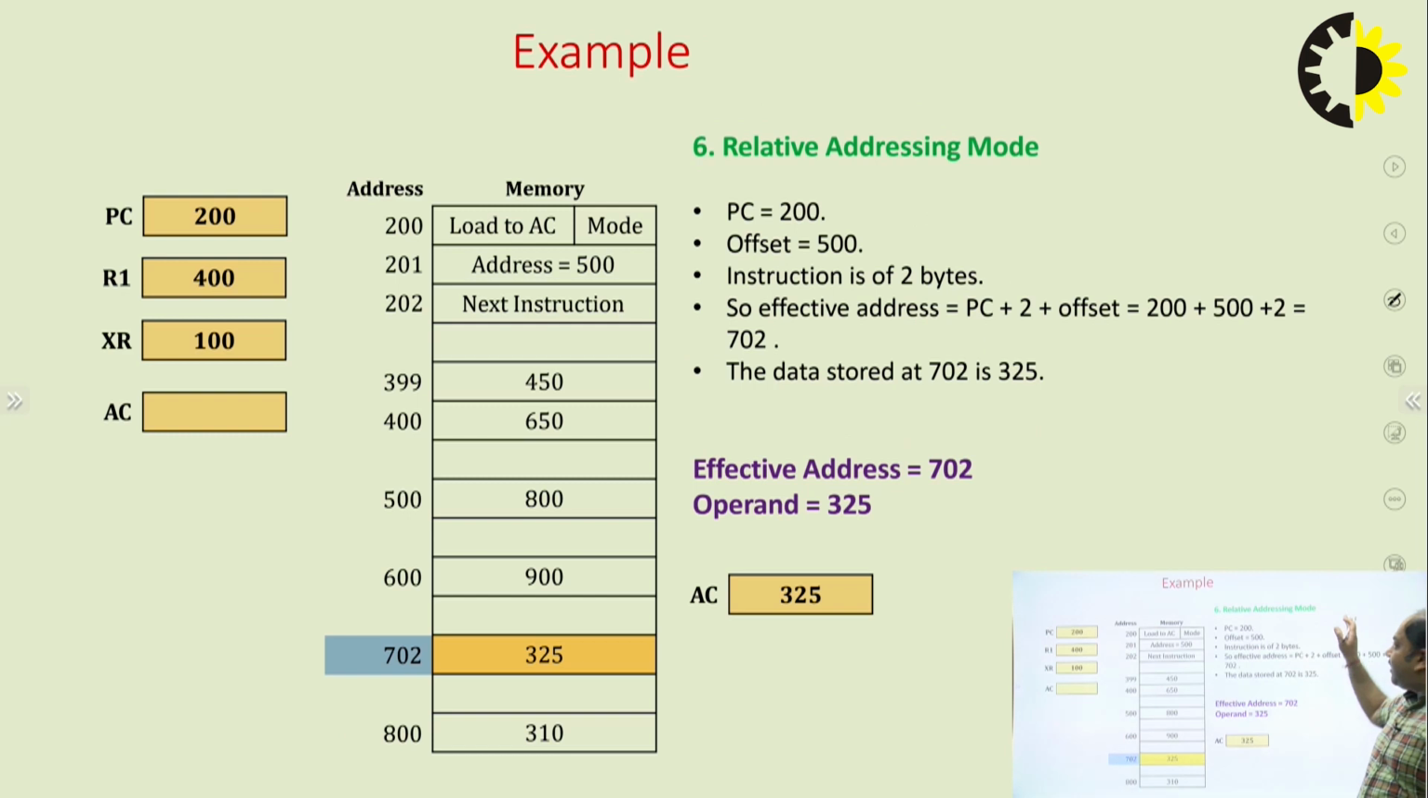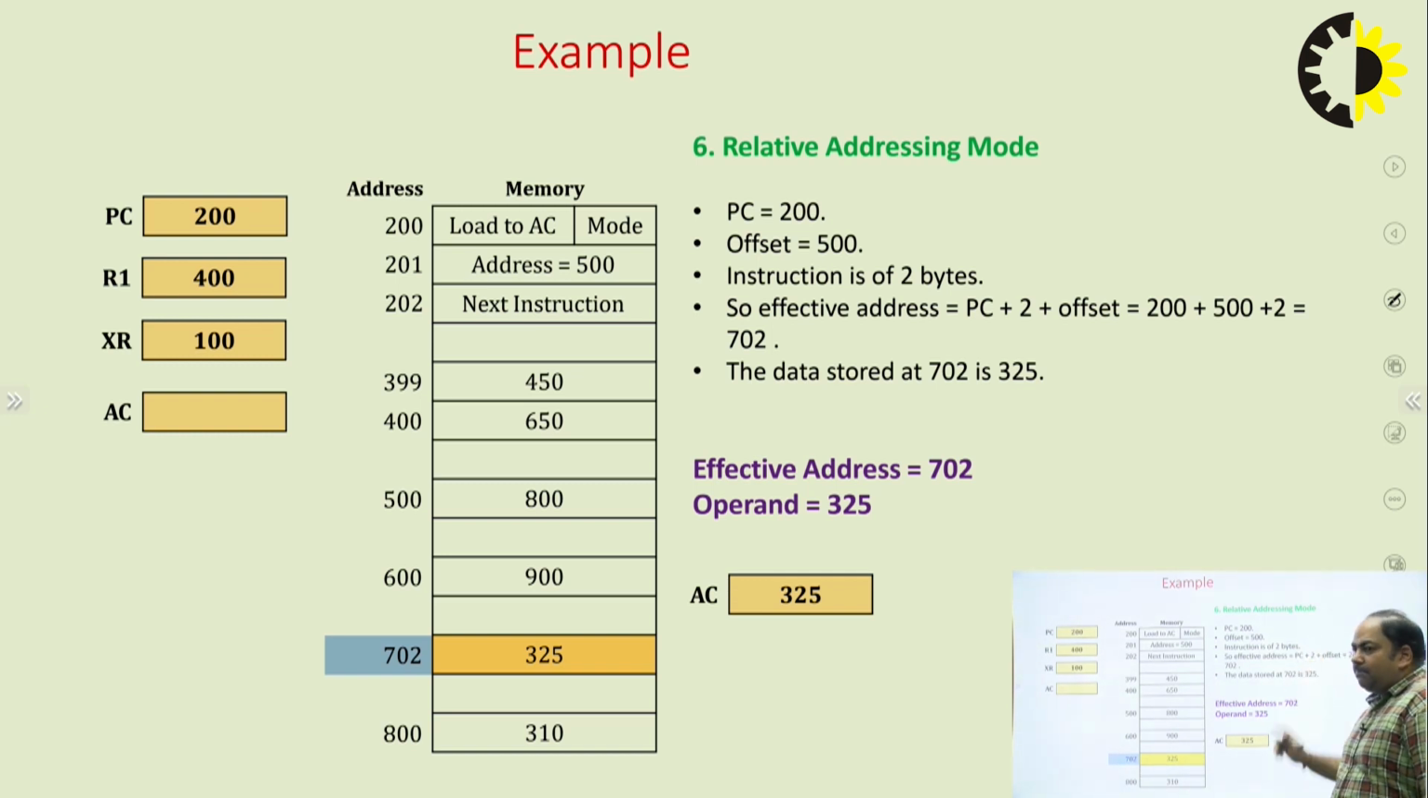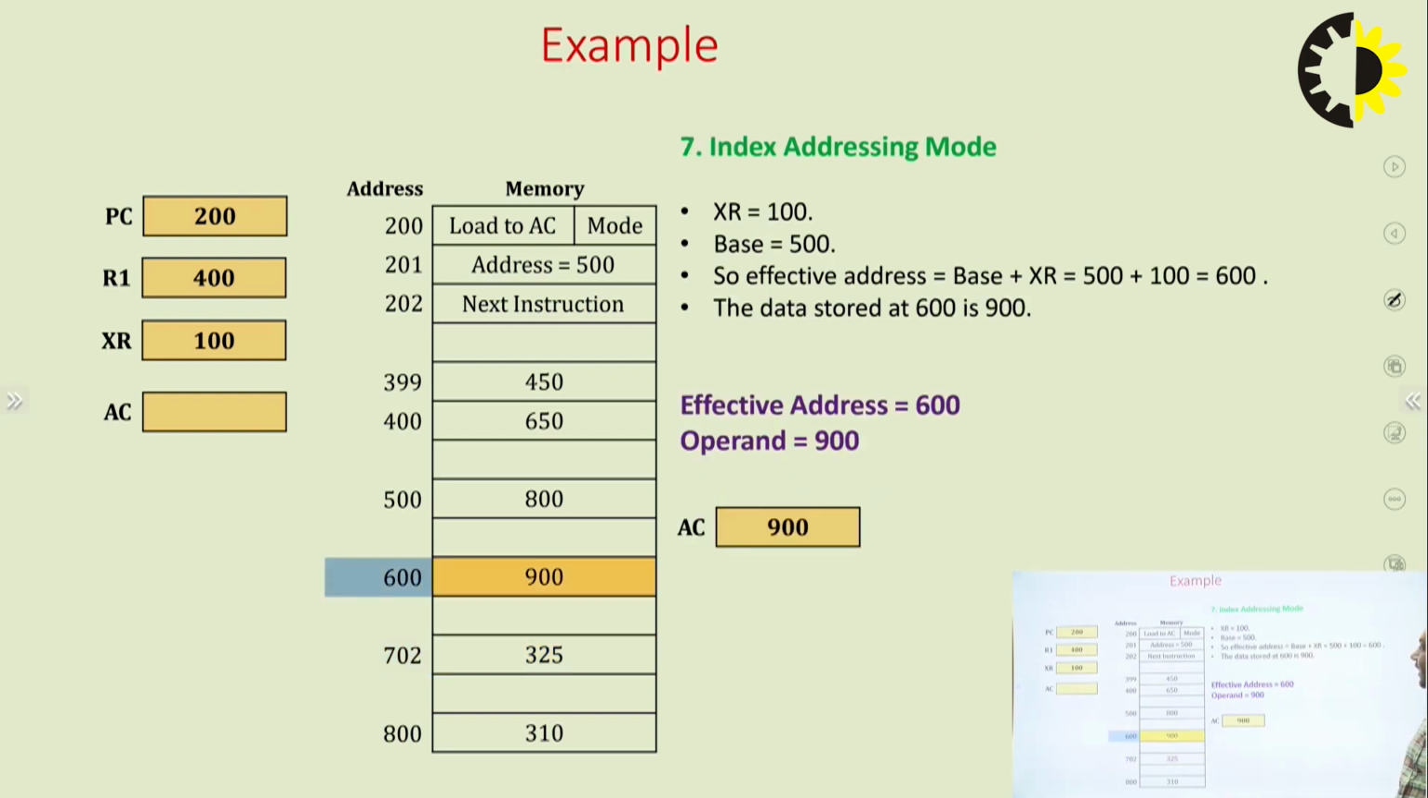Next, relative addressing mode. In relative addressing mode, we use the program counter. We know the program counter value is 200. The offset is 500. So the effective address is program counter plus offset plus the number of bits used to store the data. Adding all these, the effective address becomes 702. The operand is equal to 325. So in relative addressing mode, the value of the operand is 325 and the effective address for the given instruction is 702.